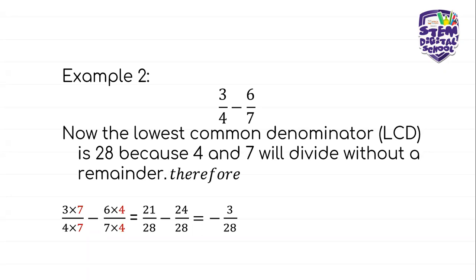So you'll have the fraction there, which is equivalent to 3 over 4. That fraction will be 21 over 28. And then the other one, 24 over 28, is equivalent to 6 over 7. Now, at this point, you can just subtract only the numerators. In this case, the numerator is 21 minus 24, which is -3. And then if you divide that by 28, you get -3 over 28.